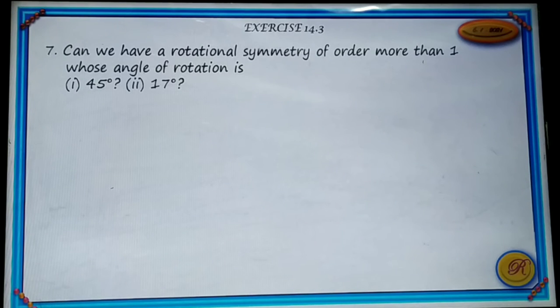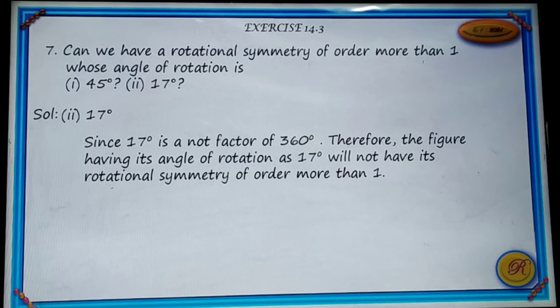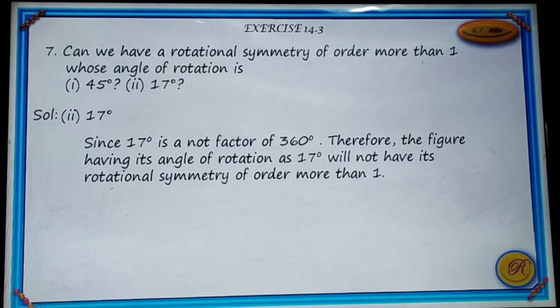Second one, 17 degrees. Since 17 degrees is not a factor of 360 degrees, therefore the figure having its angle of rotation as 17 degrees will not have its rotational symmetry of order more than 1.